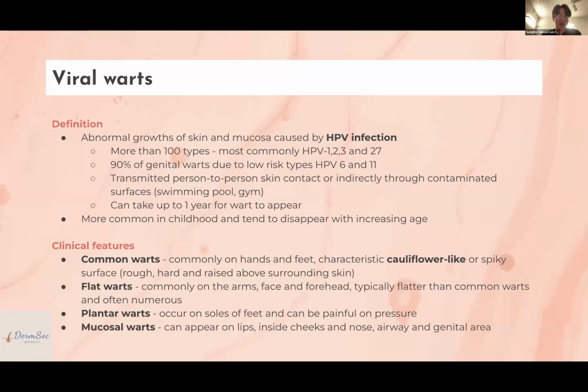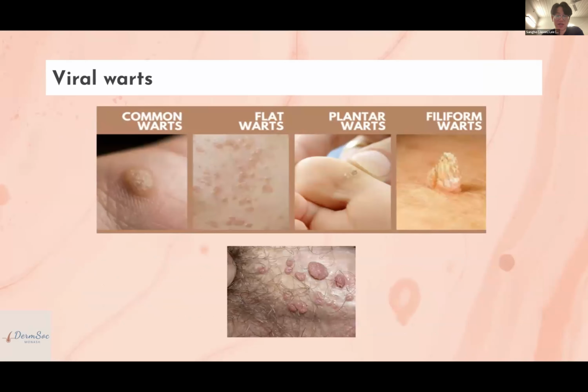Plantar warts are warts that are found on the soles of the feet, quite painful on pressure, and the mucosal warts are your warts that are found on the mucosal surfaces. So most commonly, the ones you'll be aware of are your genital warts. So just photos of different types of warts, so common warts, flat warts, plantar warts, and on the bottom, you've got the genital warts, which is a form of a mucosal wart.